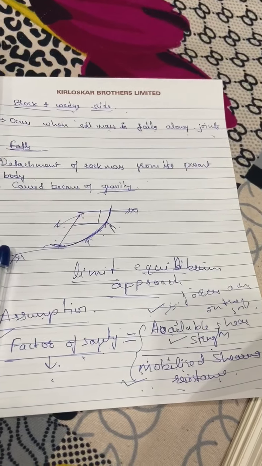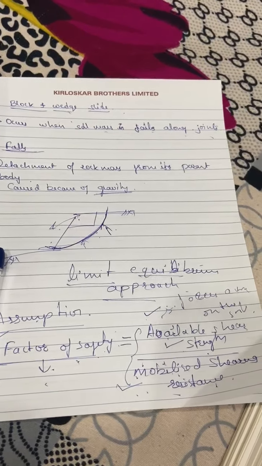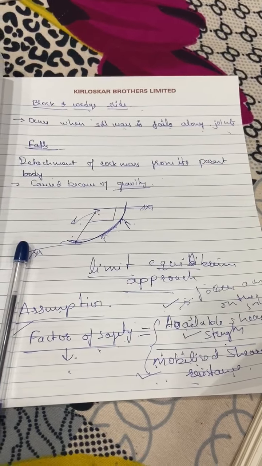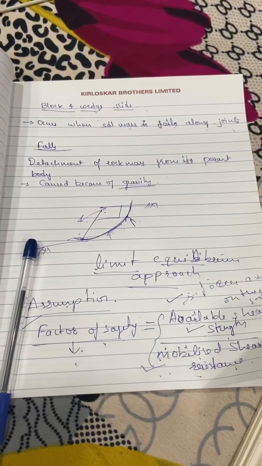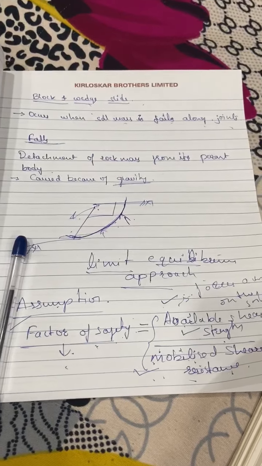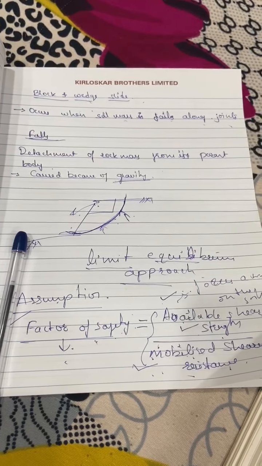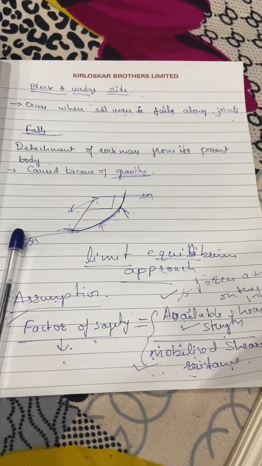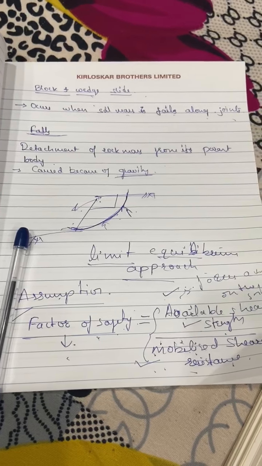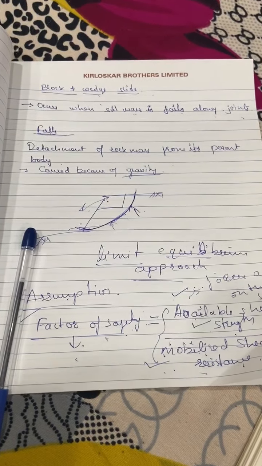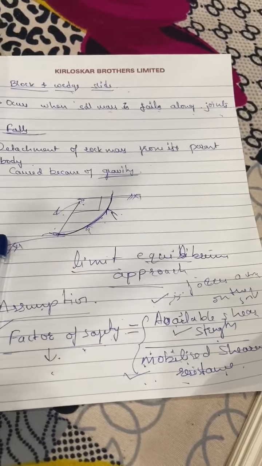Again, the analysis of stability also requires the estimation of the actuating forces like the gravity forces, seepage forces and earthquake forces. These things you also have to keep in mind while designing the slope. So these are the basic things of slope stability.